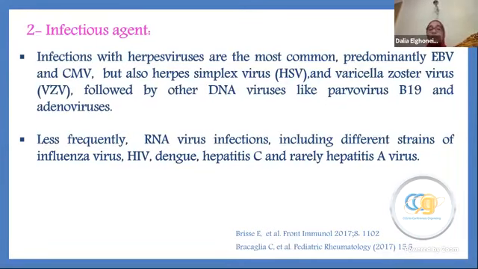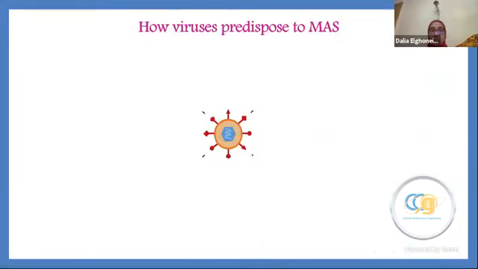Less frequently, RNA viruses, including different strains of influenza, HIV, dengue, hepatitis C, and actually hepatitis A virus have been reported in a few cases all over the world inducing macrophage activation syndrome. It's not only viruses, but less commonly it could be protozoal, mycobacteria, or Pneumocystis jirovecii. Other organisms can induce it, but much less commonly than the viruses.